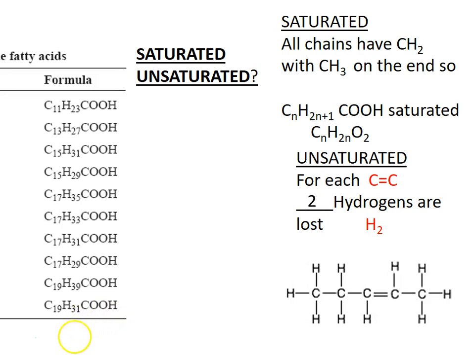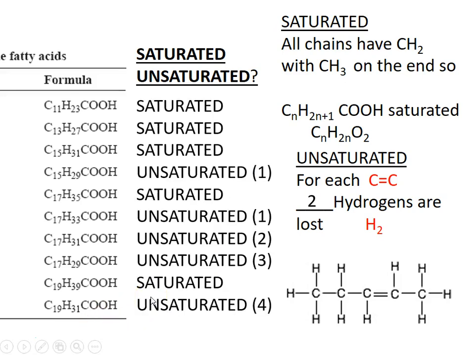Pause this video because I'll put the answers up now. So pause it now. Okay. So you see this one here. If you double it, you get 34, plus 1 would be 35. So 35 minus 29 is 6. In pairs, there would be 3 double bonds.